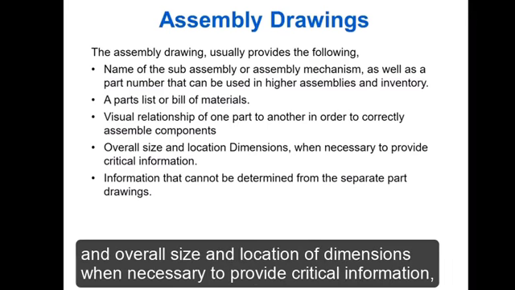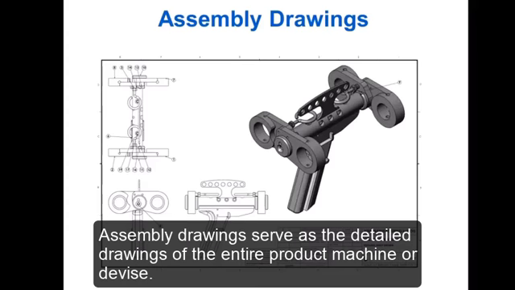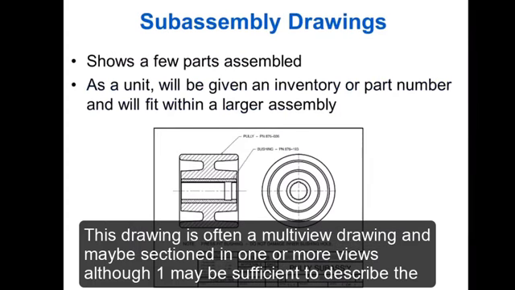a visual relationship of one part to another in order to correctly assemble components, and overall size and location dimensions when necessary to provide critical information, and information that cannot be determined from the separate part drawings. Assembly drawings serve as the detailed drawings of the entire product, machine, or device. This drawing is often a multi-view drawing and may be sectioned in one or more views, although one may be sufficient to describe the assembly.